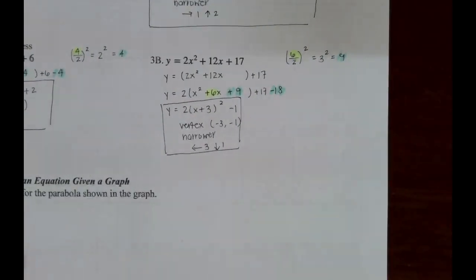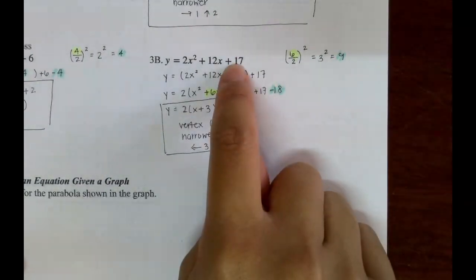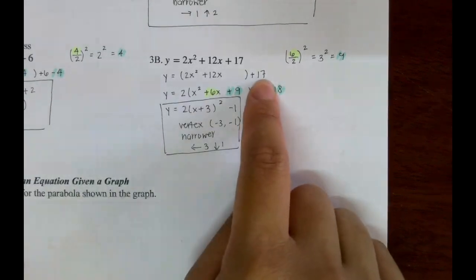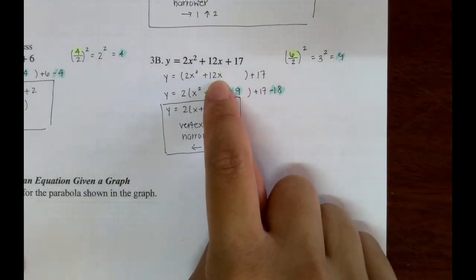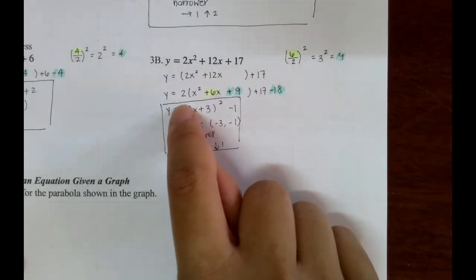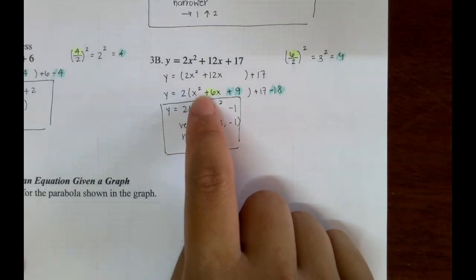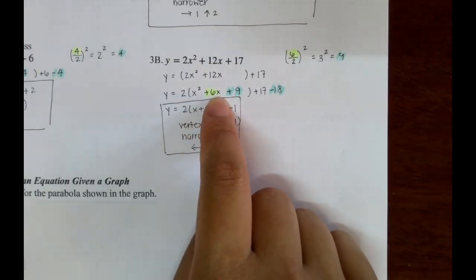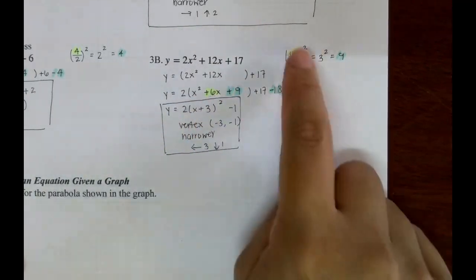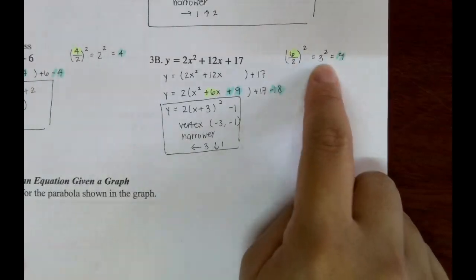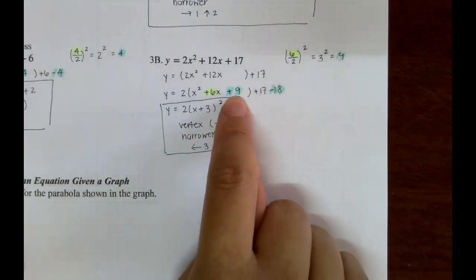Okay? For 3b, the first thing I did is I moved the constant out and put the rest in parentheses. Then, since a is not 1, I factored it out here, so that's why I'm left with x squared plus 6x. Then, I took the b, which is 6, divided by 2. That gives me 3, squared it, and 9. So I added 9 here.